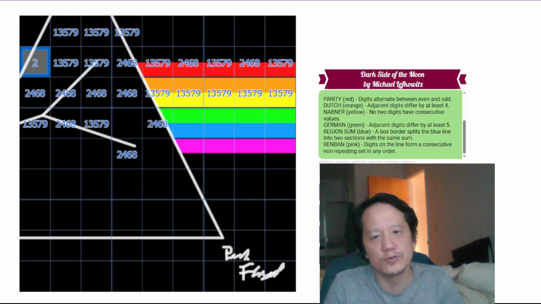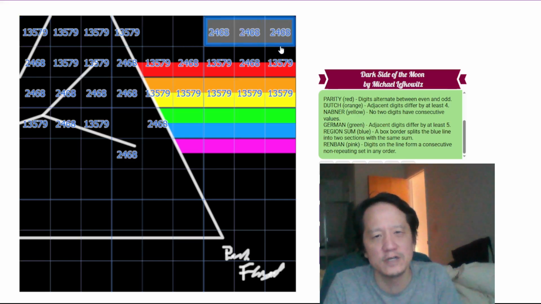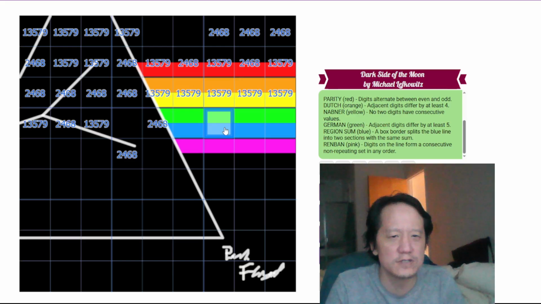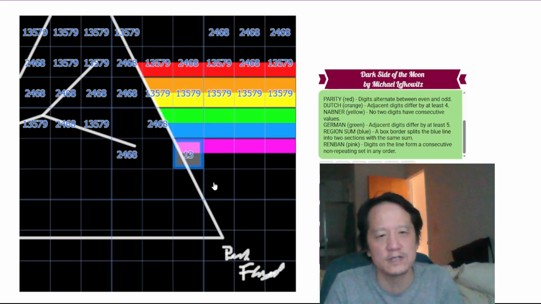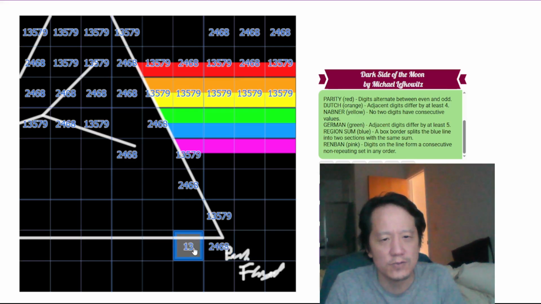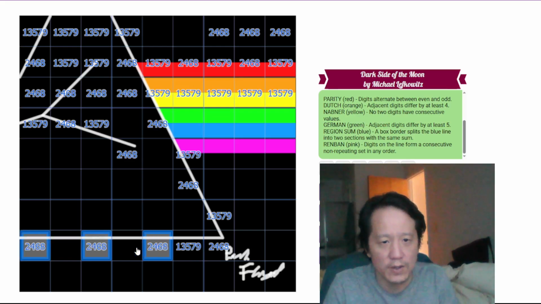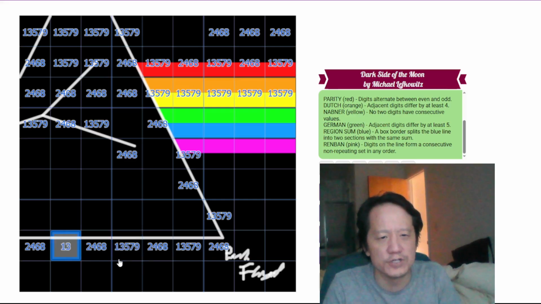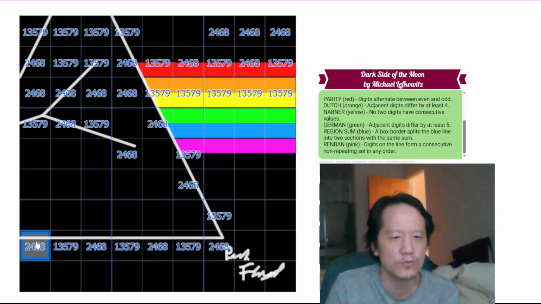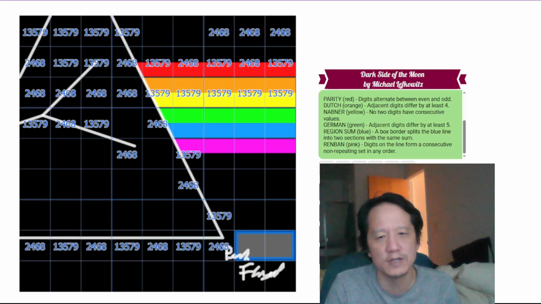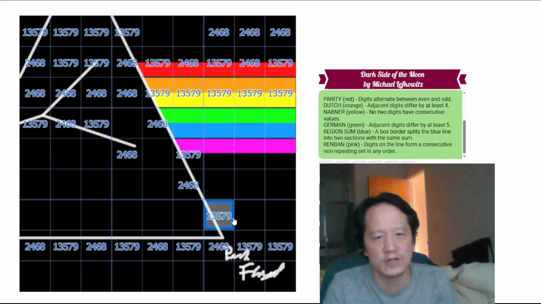This has to be 2, 4, 6, 8, which makes this 13579. These have to be 2, 4, 6, and 8. One of these 2, 4, 6, 8, we're not sure which. This is 2, 4, 6, 8 next to 13579, which is next to 2, 4, 6, 8, next to 13579. Next to 2, 4, 6, 8, 13579. These are then 2, 4, 6, 8. Which means we have 4 digits. We have a 2, 4, 6, 8 quadruplet in row 8, which leaves the rest of the digits as 13579.